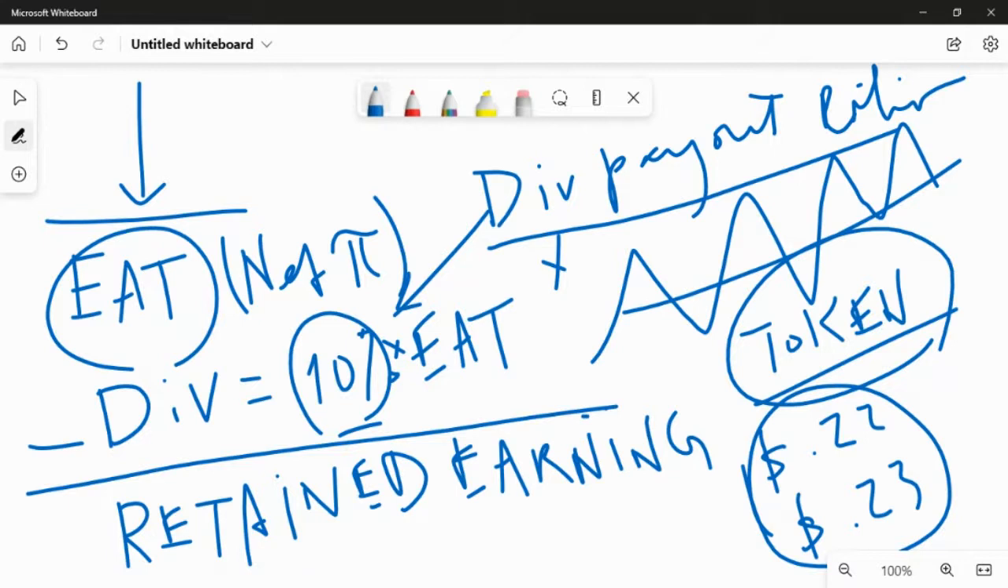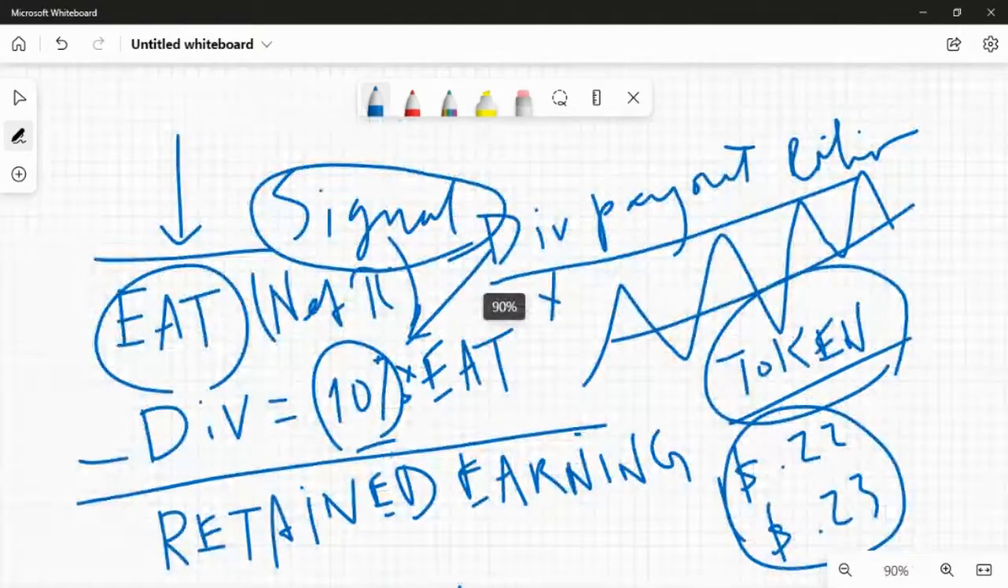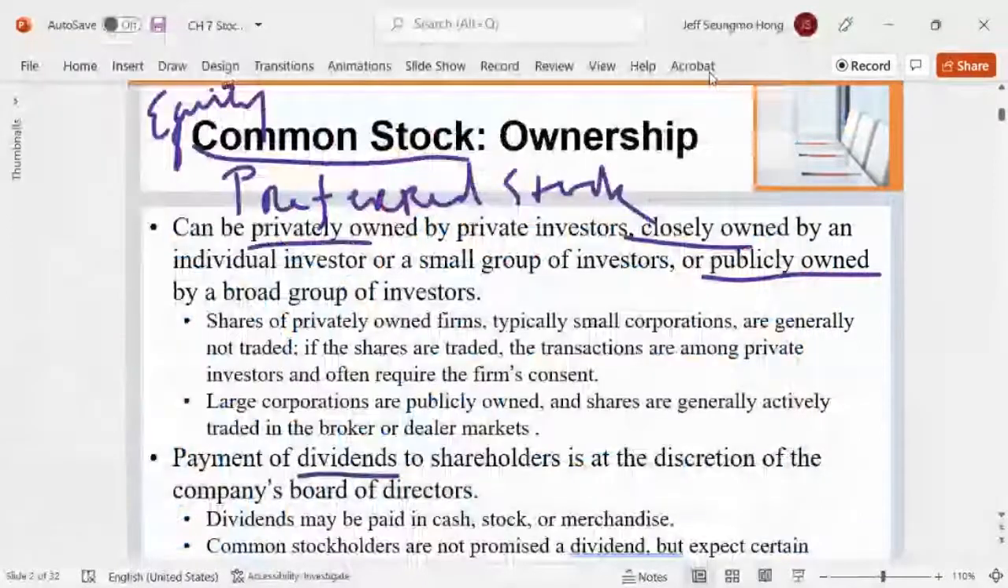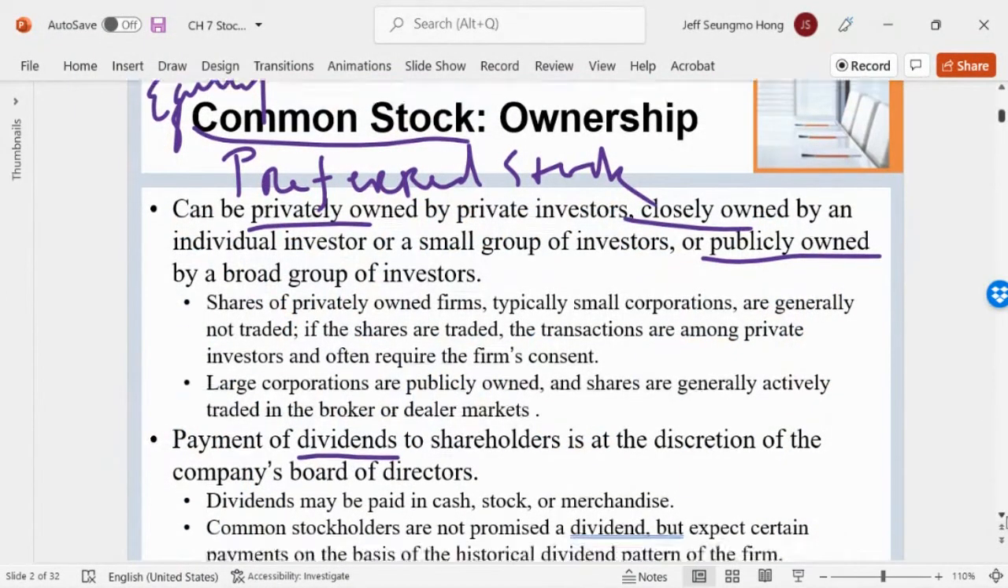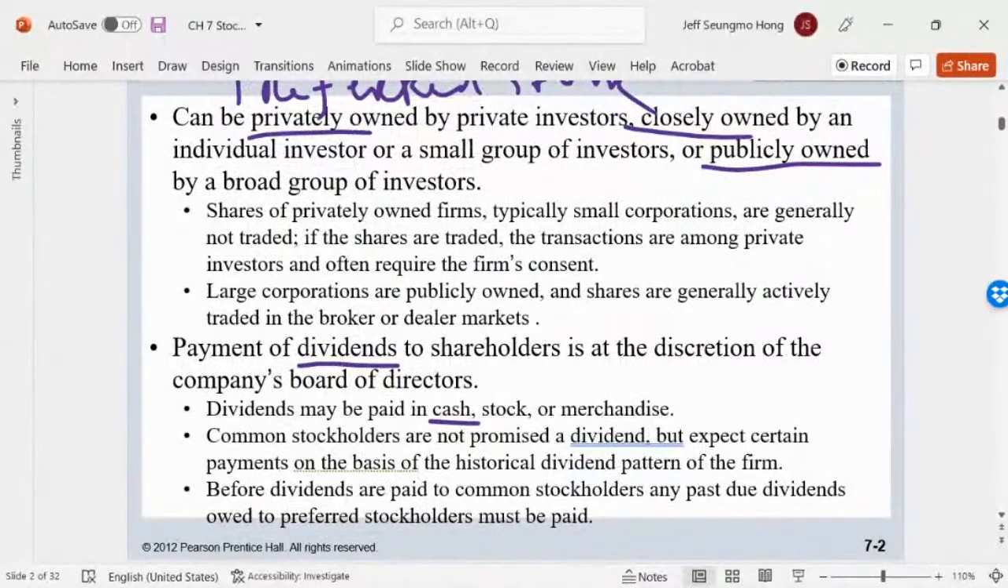But anyway, once again, it's a signal effect, right? A large dividend is generally a signal that the company is profitable. And normally dividends are in cash. Of course, dividends are in cash most of the time.